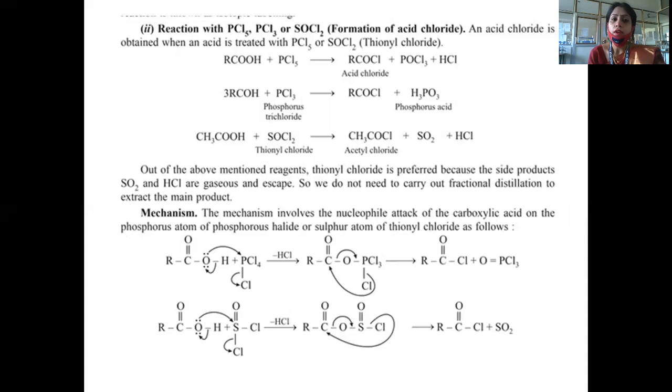The second reaction is with PCl5, PCl3 or SOCl2. The product is always an acid chloride. Acid chloride means RCOCl. Among all these reagents, thionyl chloride, SOCl2, is preferred. Why? Because the side products, sulfur dioxide and HCl, are gaseous and easy to escape. So we do not need to carry out any kind of fractional distillation to extract the main product.